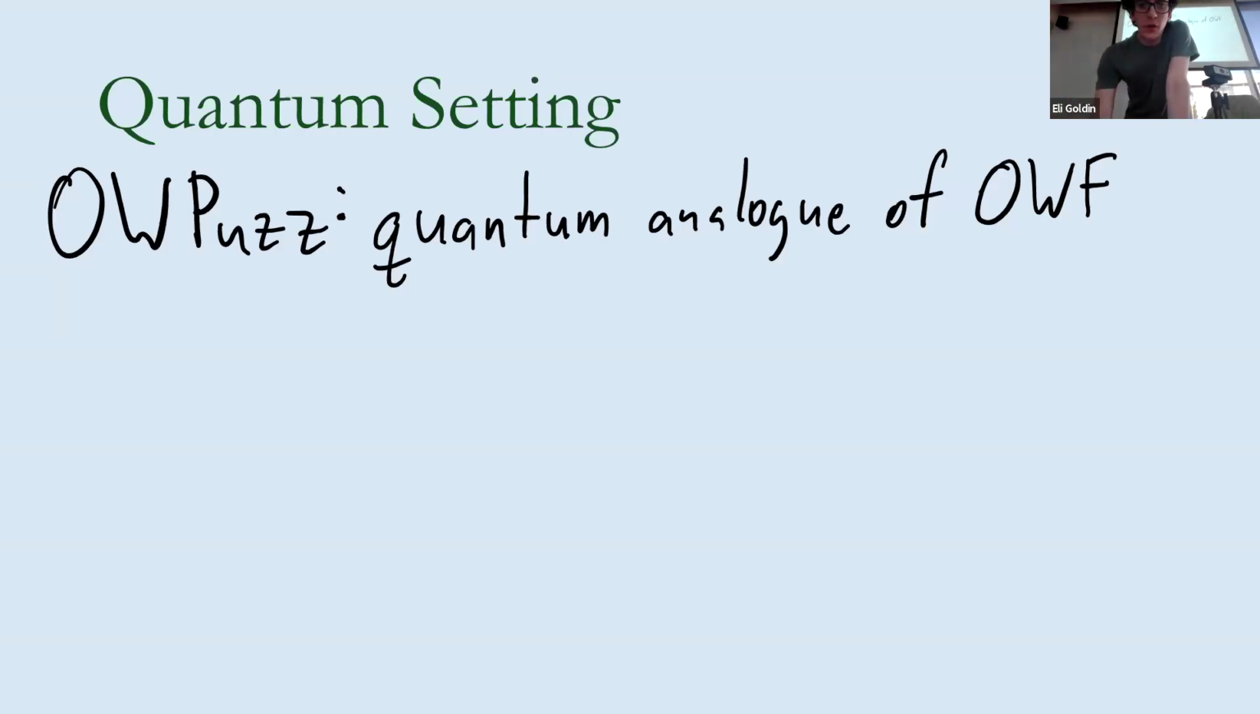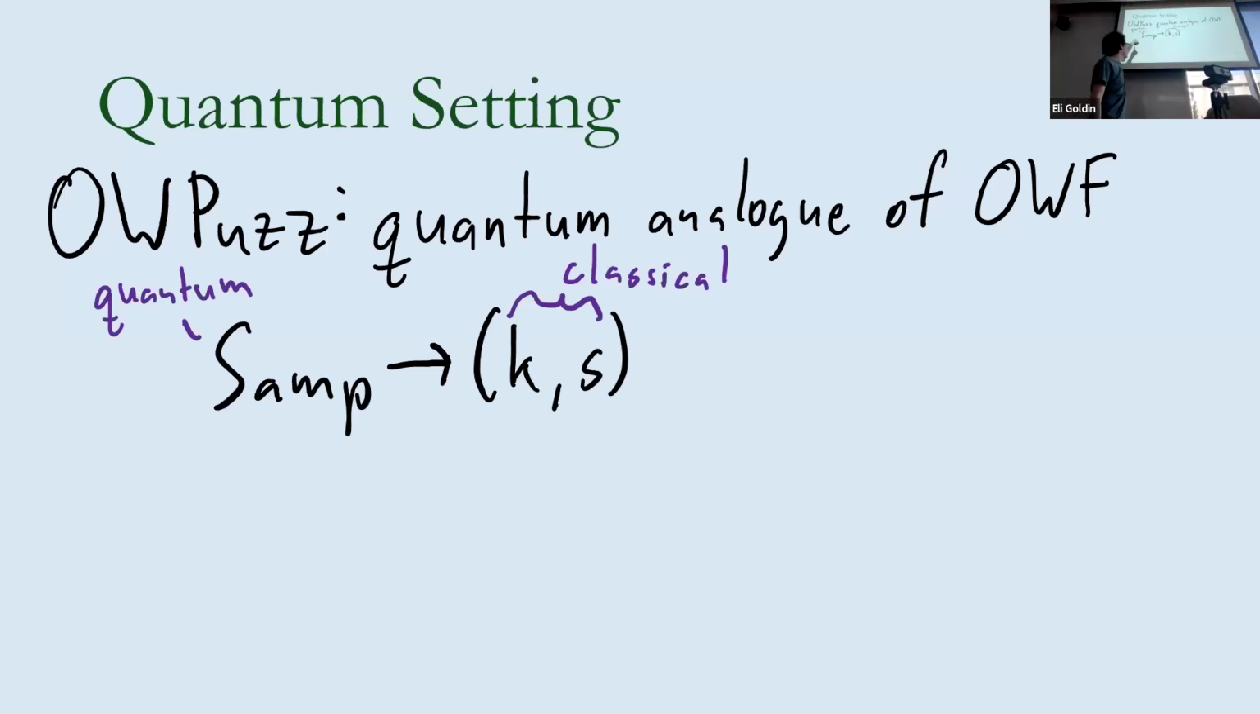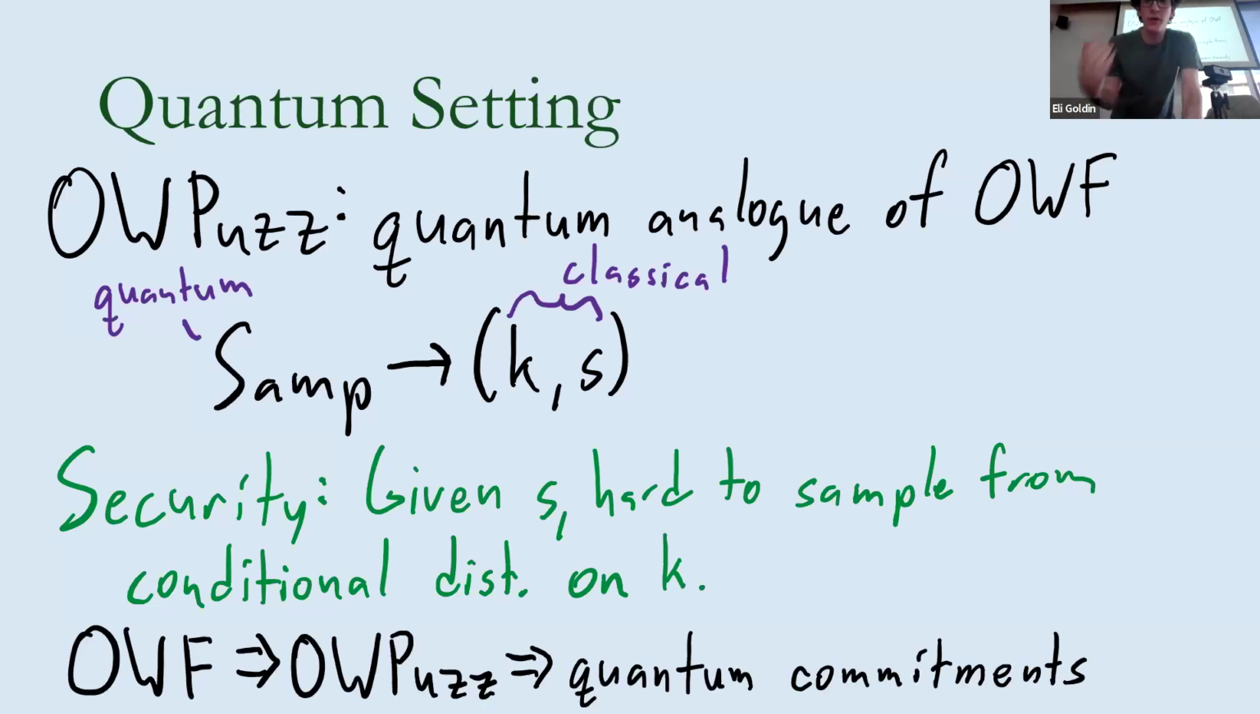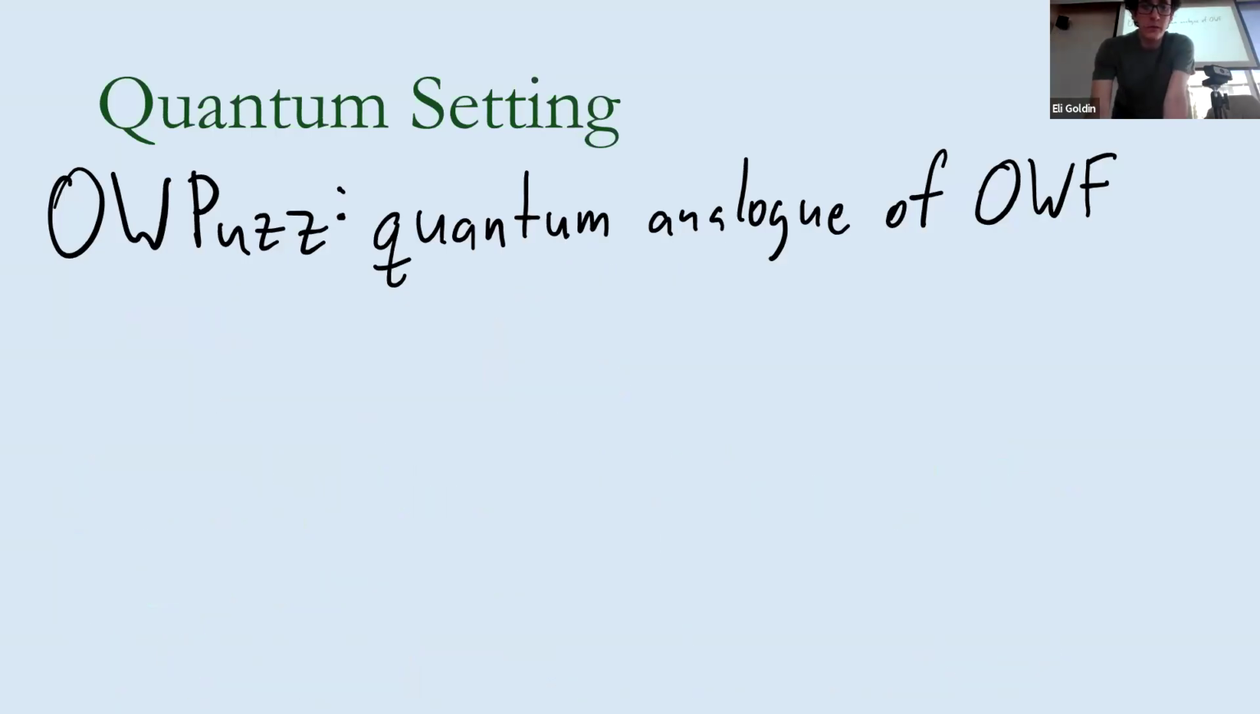Okay. So a one-way puzzle is a single quantum sample which is going to produce two classical strings, K and S, such that given S, which is going to be the puzzle, it should be hard to sample from the conditional distribution. This is essentially just a quantum sampler version of something called a distributional one-way function. If you know what that is, it's equivalent to one-way functions. And one-way functions imply one-way puzzles, which imply useful quantum cryptography that we would really like to have. The definition is not going to matter that much for this talk, so if you didn't catch it, it doesn't really matter. Just think of these as quantum one-way functions.